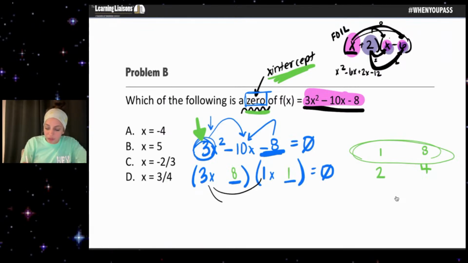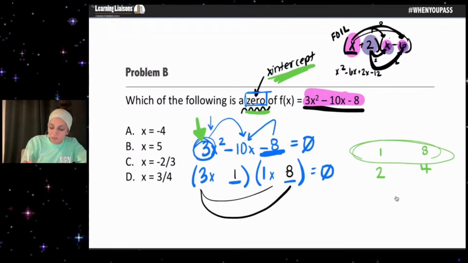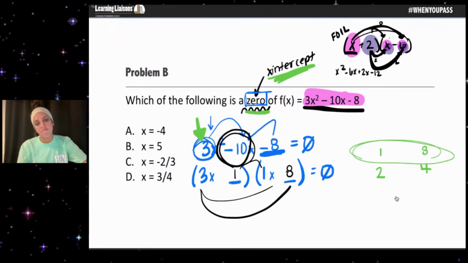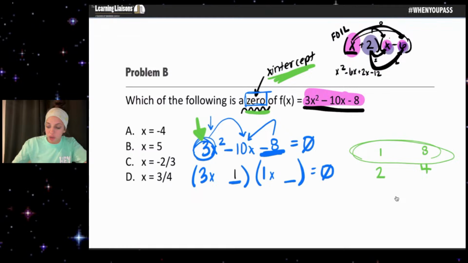And then I'm going to have 3x and 8x. That gives me 11x or 5x. That's not helpful. So now I'm going to flip the 8 and the 1. Now I have 3x squared. Don't need to worry about that one. 24x and 1x. Is that on any planet going to give me a negative 10? No. So now I'm going to play with the 4 and the 2.